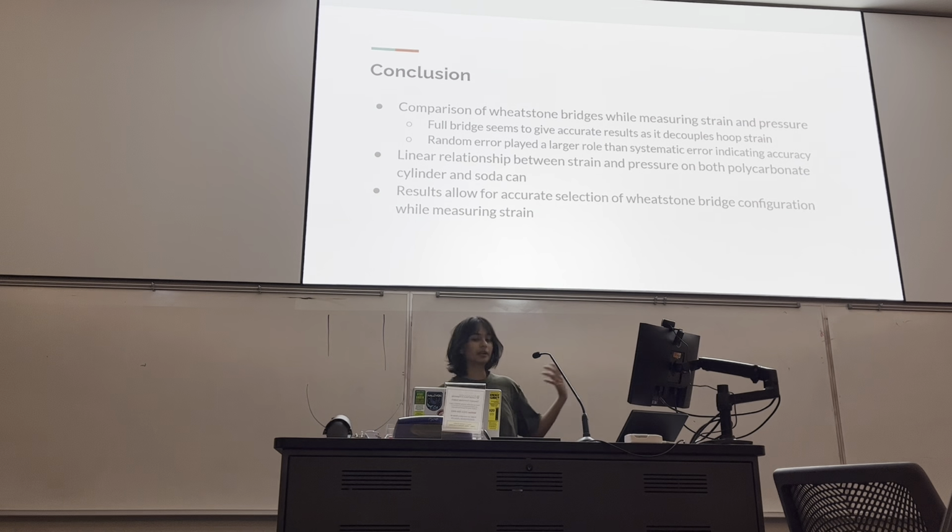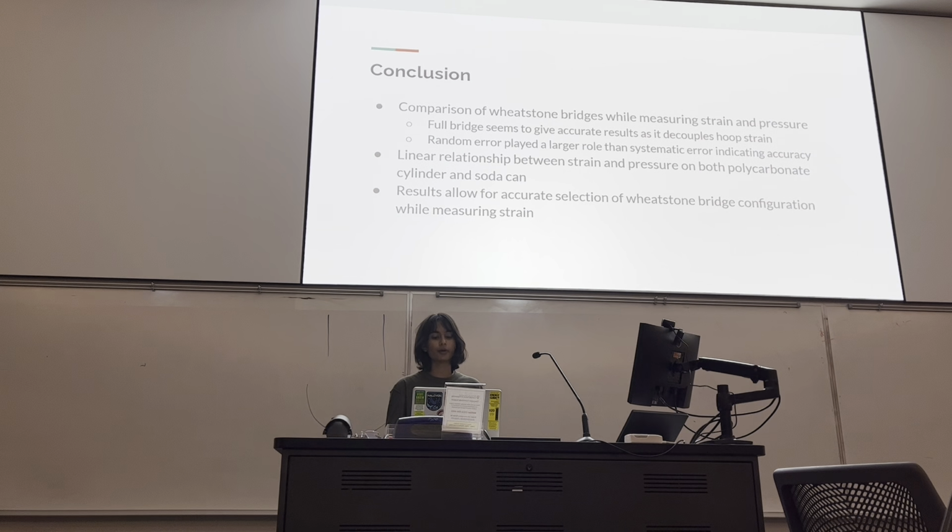So, when talking about the conclusions, with both the full and quarter bridge Wheatstone bridge configurations, the strain gauge measured the changes in strain in each of the pressure vessels and output a voltage which allows us to calculate both pressure and hoop strain. So that's basically what this entire lab was, and this was the way we were able to come to these conclusions.